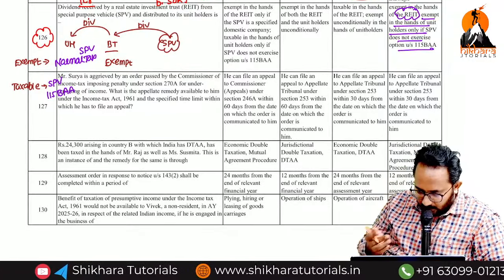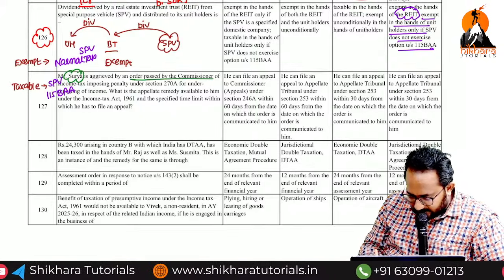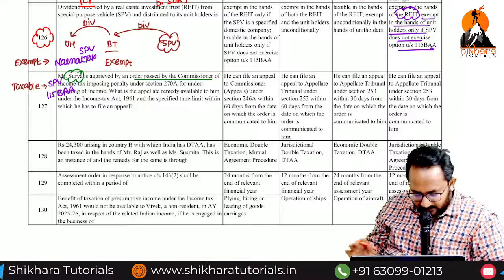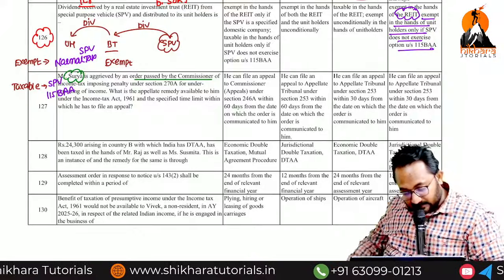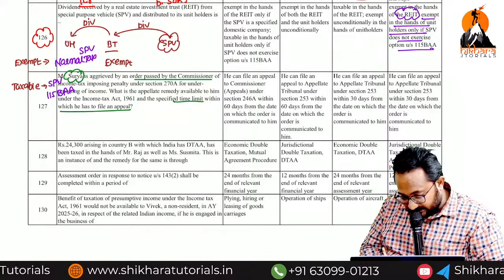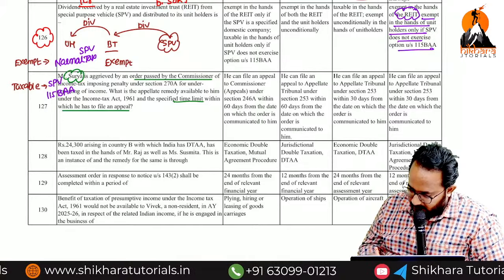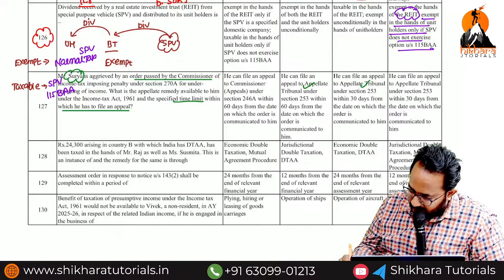Now, Surya is aggrieved by the order passed by the CIT. The CIT gave an order, but we are not interested in following that order. Is there any remedy available? Yes, we can make an appeal to the ITAT. Options, these three are correct.